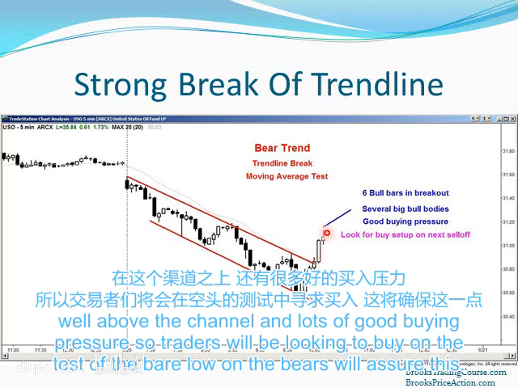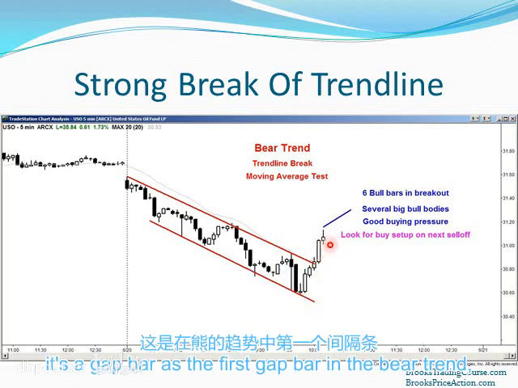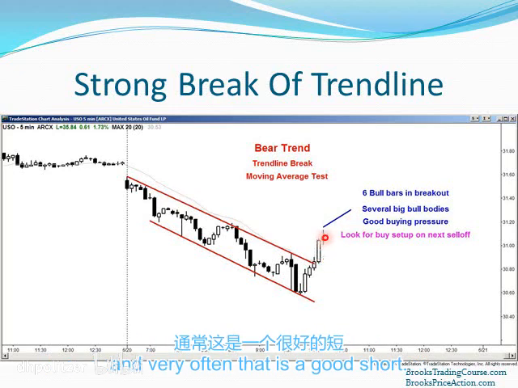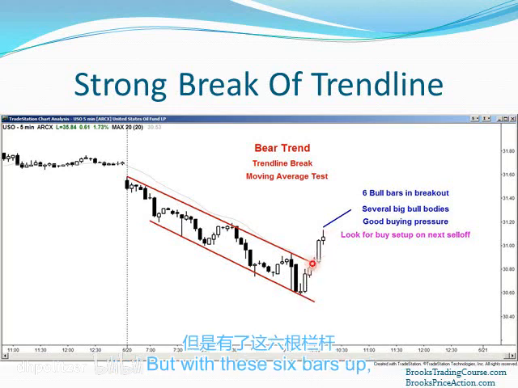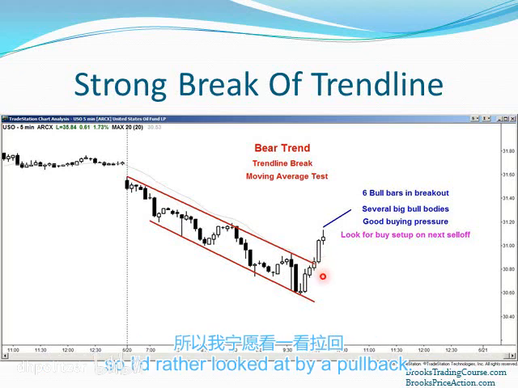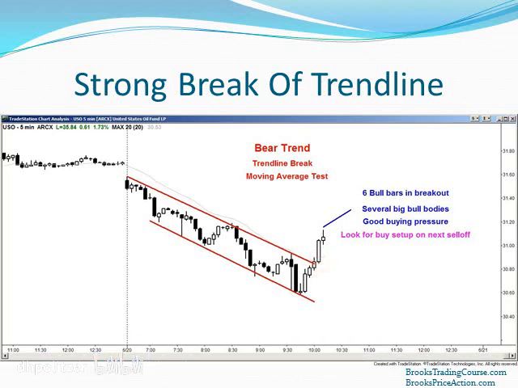The bears, will they short this? It's a gap bar. It's the first gap bar in the bear trend. The first bar with a low above the moving average, and very often that is a good short, but with these 6 bars up, I think the market has switched to always in long, so I'd rather look to buy a pullback.